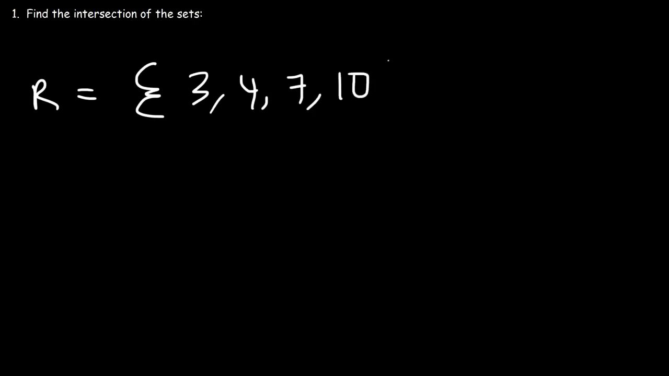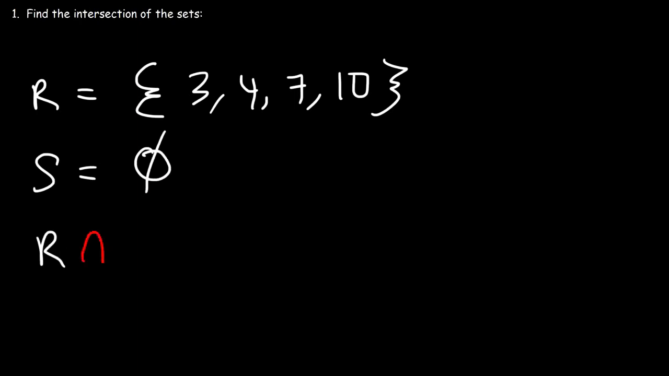Now let's say we have set R, which contains the numbers 3, 4, 7, and 10, and set S, which is basically an empty set. What is the intersection of R and S? The intersection of a set with numbers and an empty set is going to be another empty set, or null set. So that's it for this one.